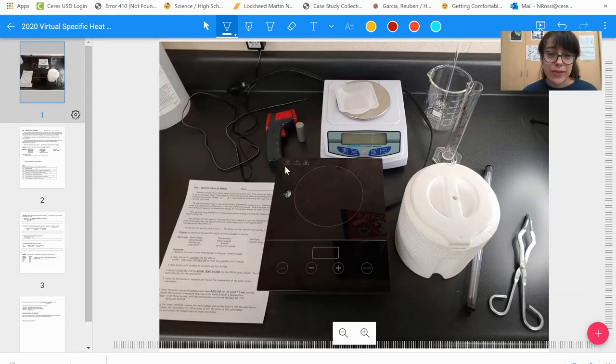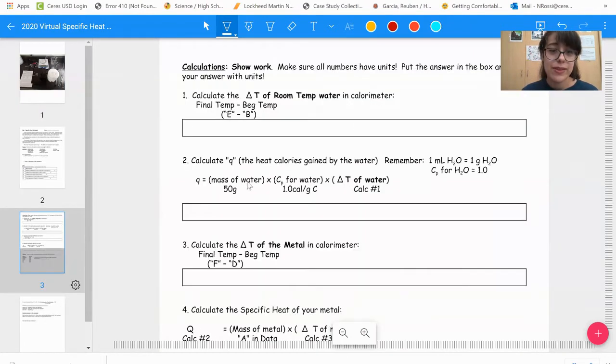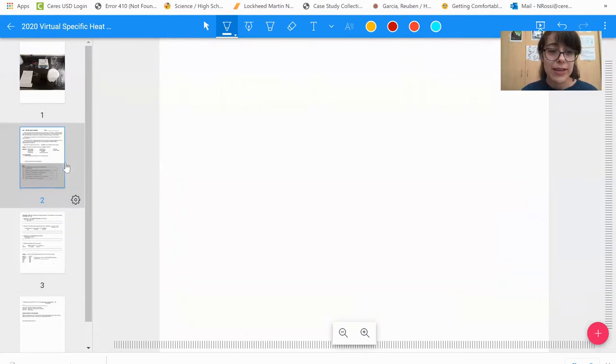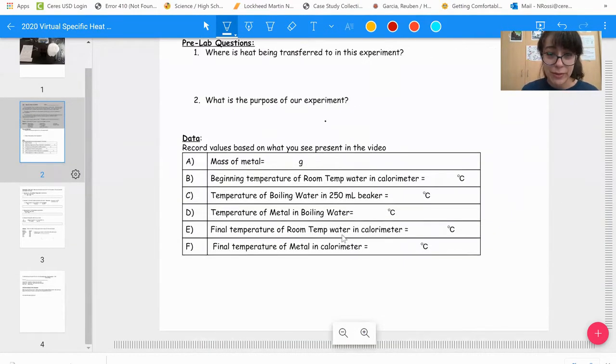What you see in front of you is a list of the materials that we are going to be using. So we have our main character in our lab, which is the sample of metal that you're going to be filling out as you watch the video. This is our page for calculations. So you will be recording the data, and that'll be right here in this table. So the units are already placed for you. So all you have to do is input the values that we find while doing the lab.